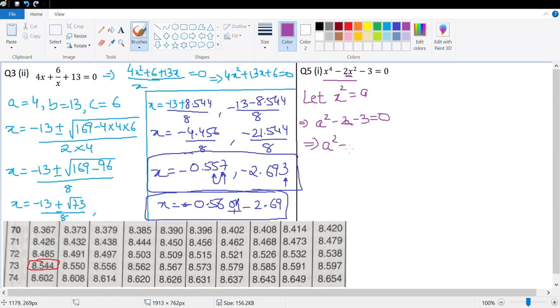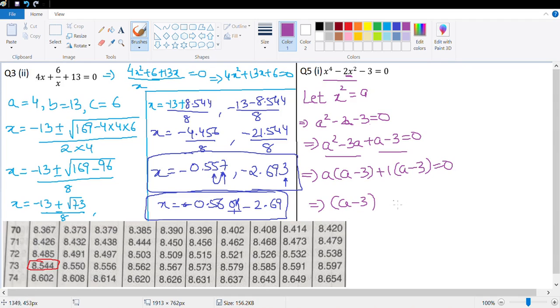So a square minus 3a plus a minus 3 is equal to 0. Grouping it the way I have underlined, a times a minus 3 plus 1 times a minus 3 is equal to 0, which means a minus 3 times a plus 1 is equal to 0, which means a minus 3 is equal to 0, or a plus 1 is equal to 0. So a is equal to 3, a is equal to negative 1.